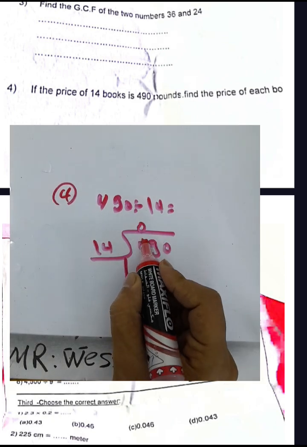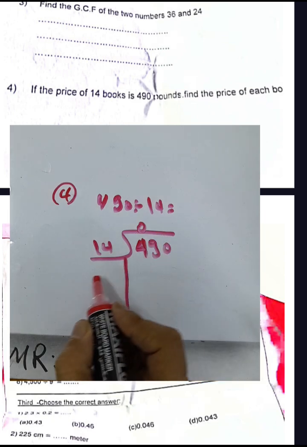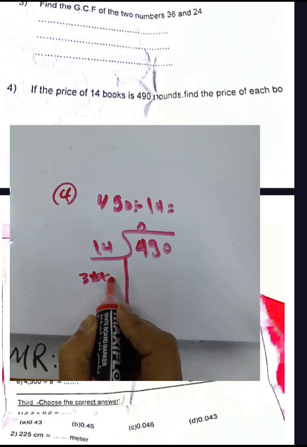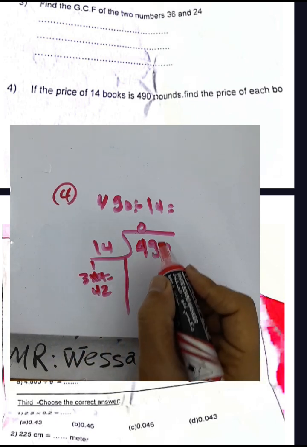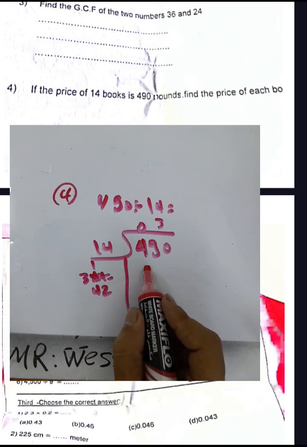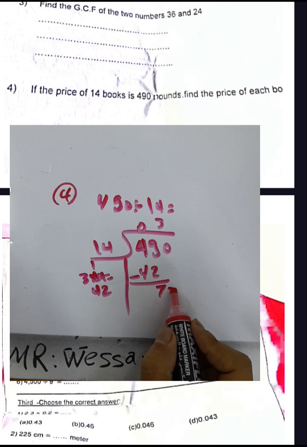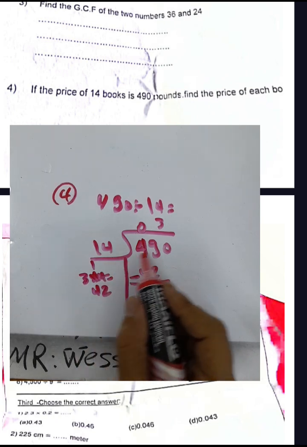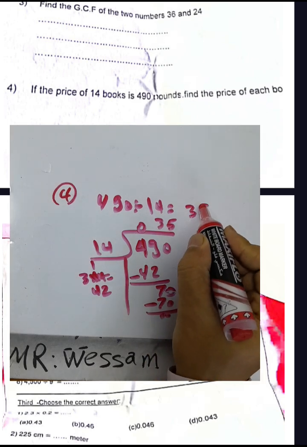4 divided by 14, we can't do it. 49 divided by 14 equals what? We can write 3 times 14. 3 times 4 is 12, write 2 and carry 1. 1 times 3 equals 3 plus 1 equals 4. Then we write here 3. 3 times 14 equals 42, and then find the difference. 9 minus 2 equals 7, and then drop 0. 70 divided by 14 equals 5. 5 times 14 equals 70, and the result will be 35.